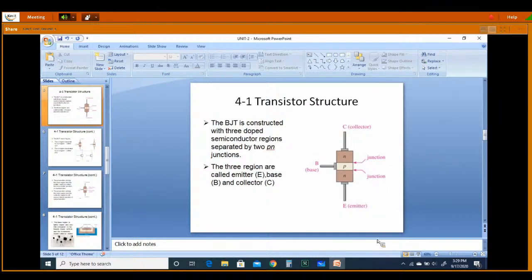Now see how the transistor structure will be. The BJT is constructed with three doped semiconductor regions separated by two PN junction diodes. This is an NPN transistor with collector, emitter as well as base. There are two junctions. When we combine three materials, this is the first junction between N and P, and the second junction is formed between P and N. The three regions are called emitter, base and collector. This is the simple structure of your transistor.